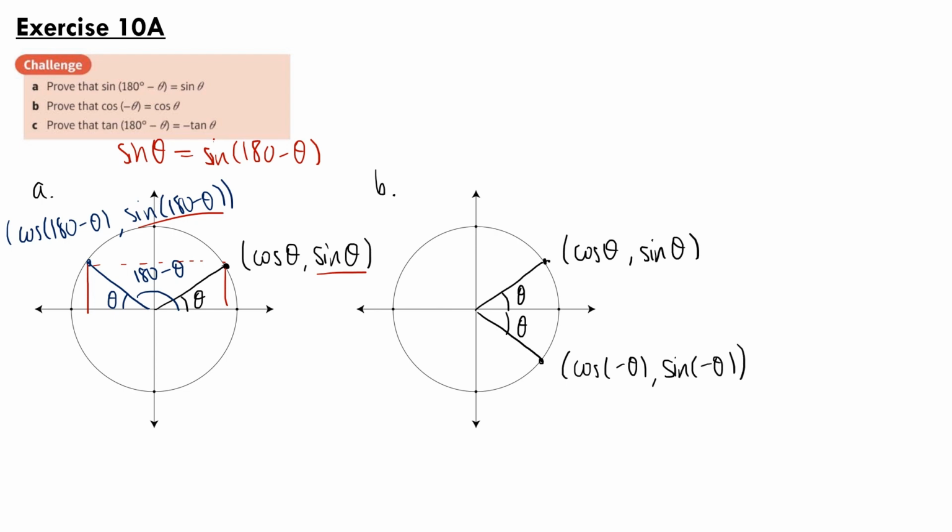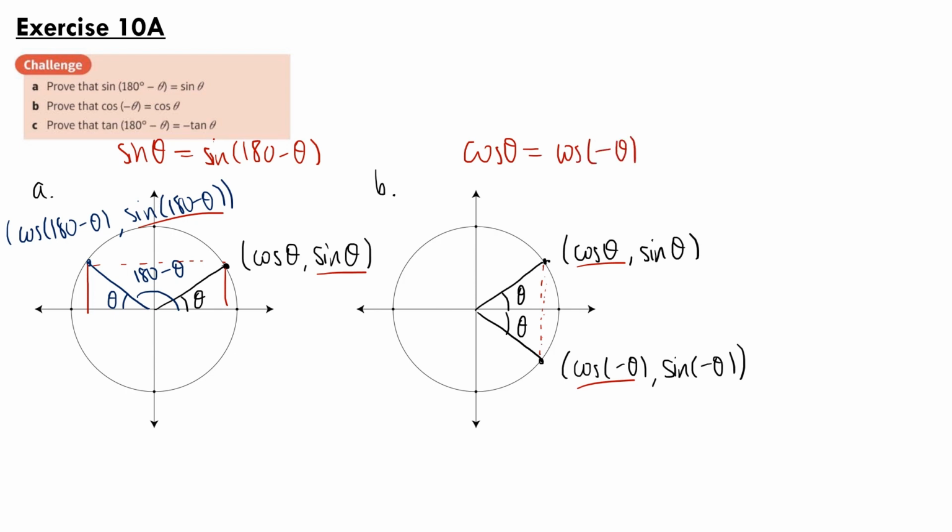Okay, now what we can spot this time is that because of the symmetry of the unit circle again, the x coordinates of these 2 points will be equal. So we can say that cos theta is equal to cos of minus theta, as required.